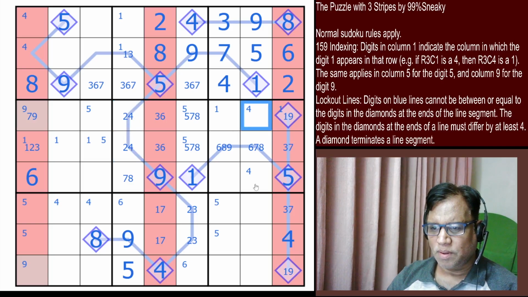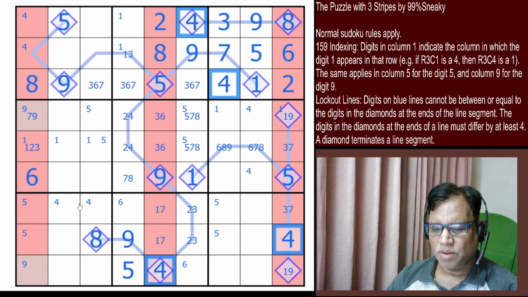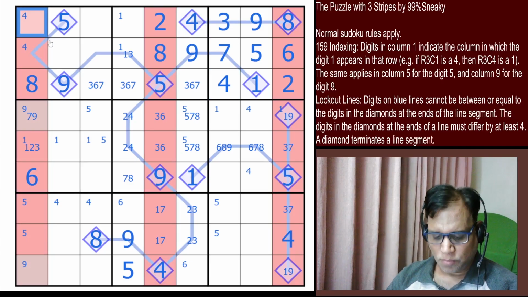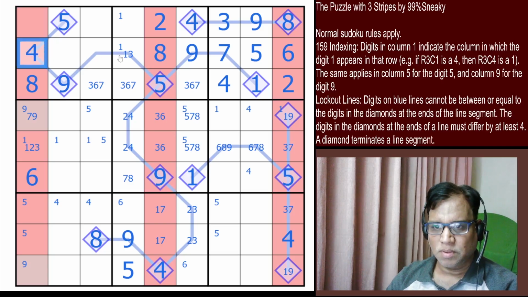4 is here. 4 is here. Am I missing some trick in 4? I don't think so. Oh, 4. That's not 4. That has to be 4. That's 1. That's not 1. This 1 is because of these 4, right? So indexing.